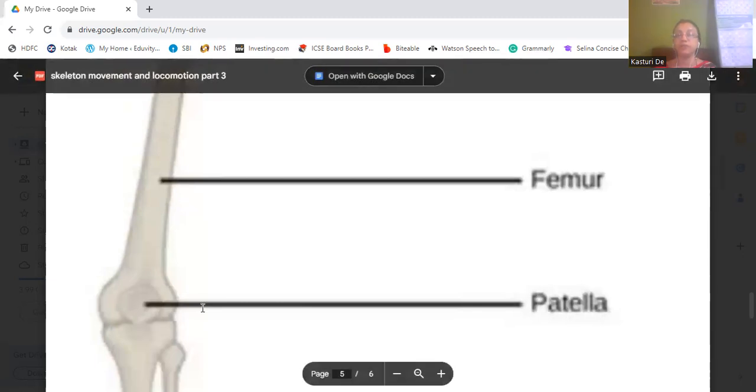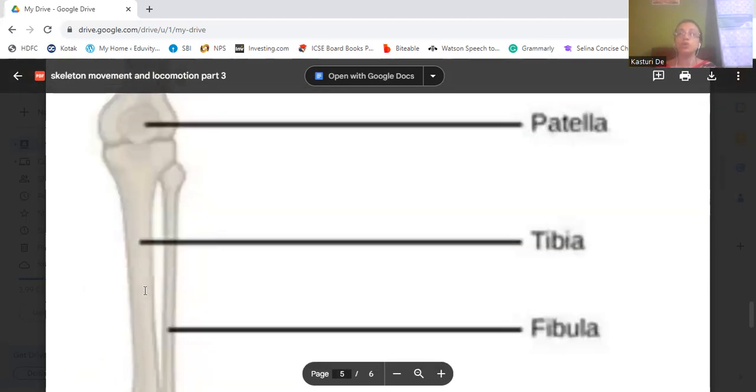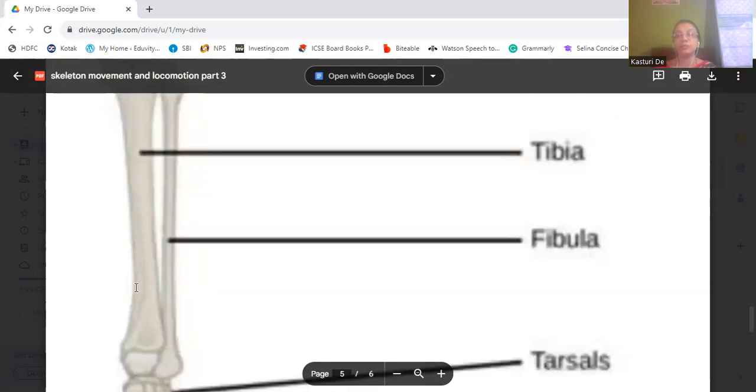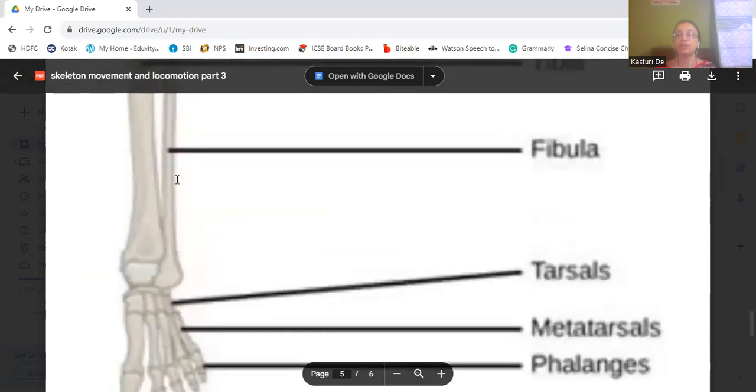This is the femur. At the end of the femur is the kneecap, or you can say patella, which is built from the tendon. Then the 2 long bones of the leg, one is tibia and another is fibula. The tibia is on the inner side and the outer side is the fibula, which is a thin bone.